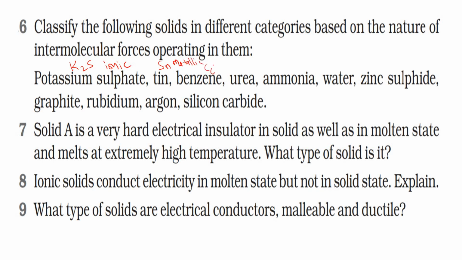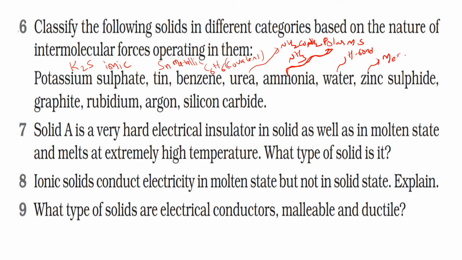Benzene is C6H6, can form covalent compounds. It is a covalent molecular solid. Next, urea, you can see the polar molecule, urea, CONH2, isn't it? This is a polar molecular solid. Ammonia also comes under polar molecular solid, because NH3 is polar in nature. You can take in the hydrogen bonding also. Water is a hydrogen bond molecular solid.